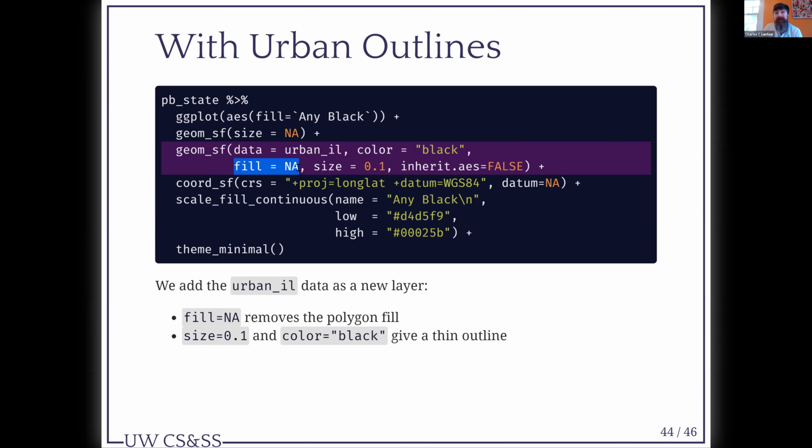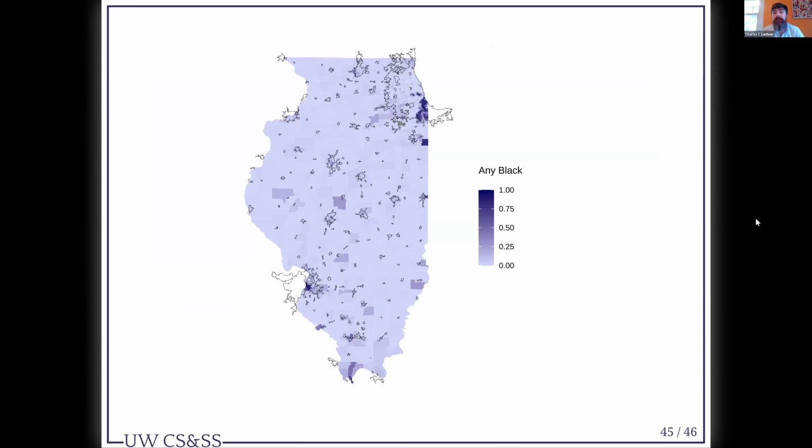Instead, I want it filled with NA. Otherwise, the plot is exactly the same. Now, we have our state plot of Illinois, but with a thin black outline showing every census recognized urban area in the state of Illinois. And this again shows our segregation and concentration story I mentioned earlier.